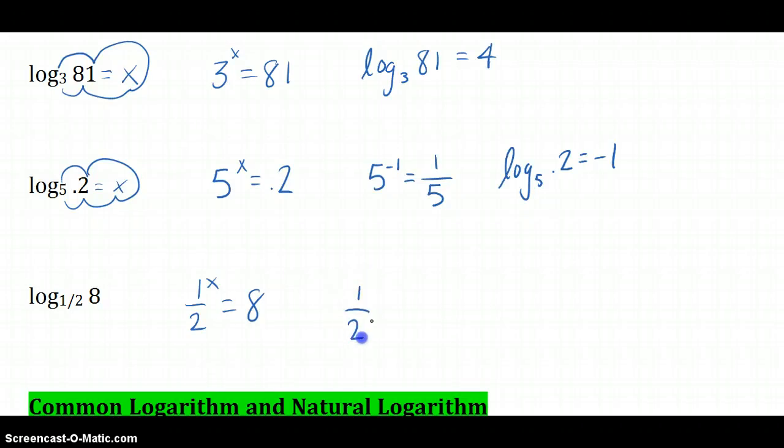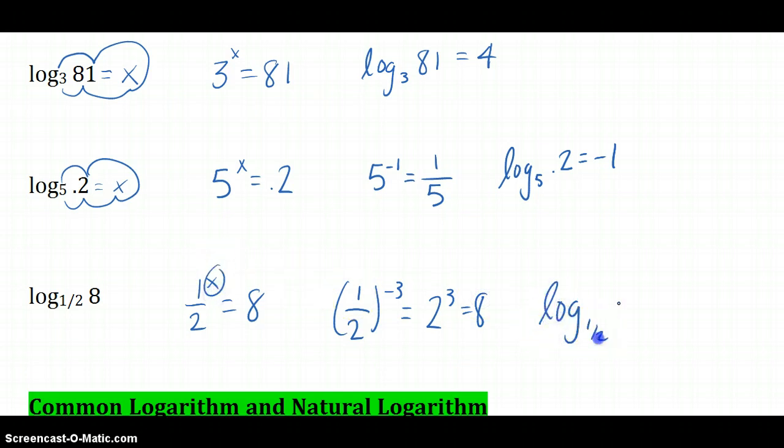So if you had a half to the -3rd power, that would mean you would have to flip it to make it positive. So it would be 2 to the 3rd, which is 8. So that means our x needs to be -3. So that means log base 1/2 of 8 equals -3. Those will take some practice to get used to.